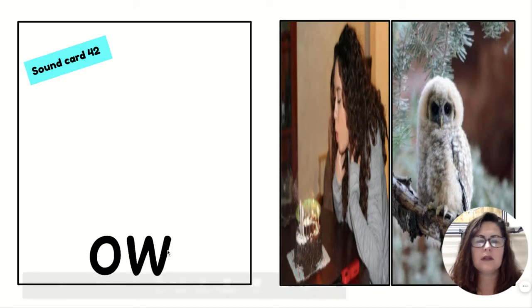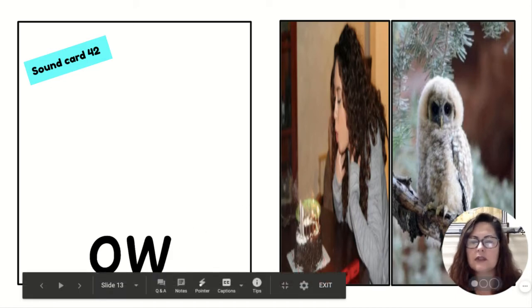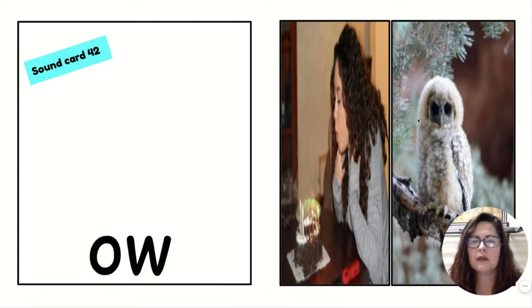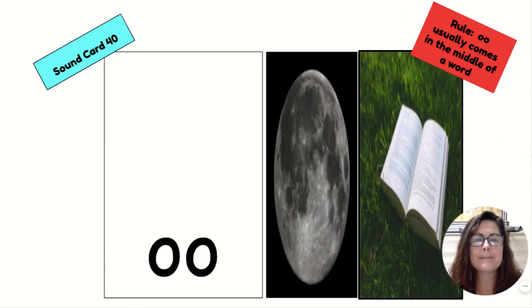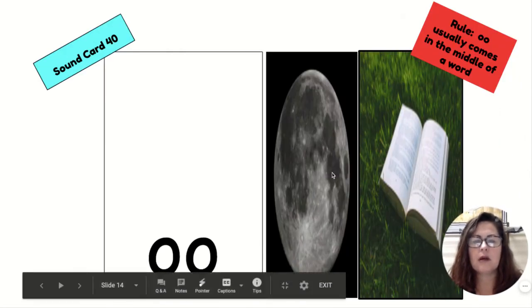Okay, these two letters can produce two different sounds. Here are the pictures to prompt those. This is the most common, and this is the next most common way. Same here, two sounds, most common, the next most common way.